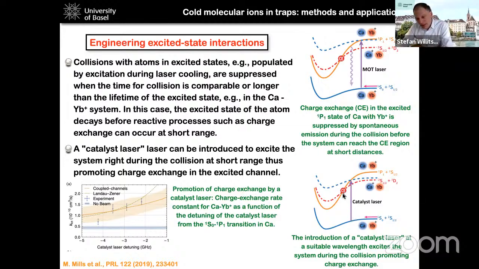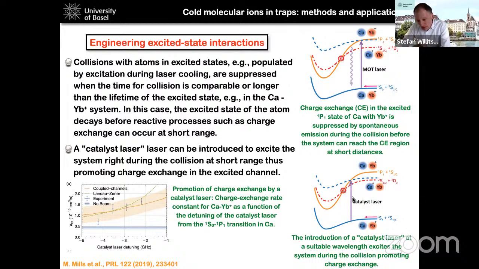In calcium ytterbium plus, one also has a situation where one has non-adiabatic charge transfer at short internuclear distances. And this non-adiabatic charge transfer is usually not seen in normal experiments without this additional laser, because the excitation that one needs in order to access this region of non-adiabatic couplings decays before the two collision partners can come close enough so that this non-adiabatic charge transfer can kick in.